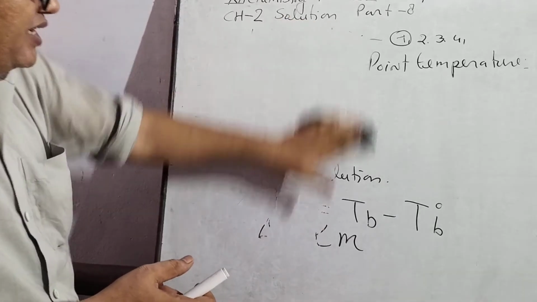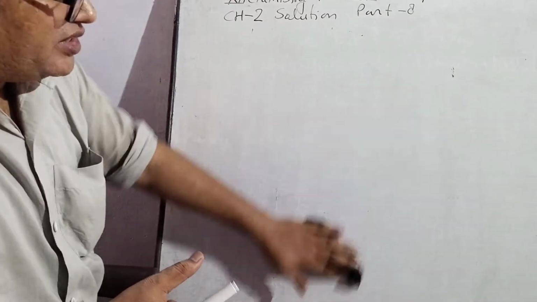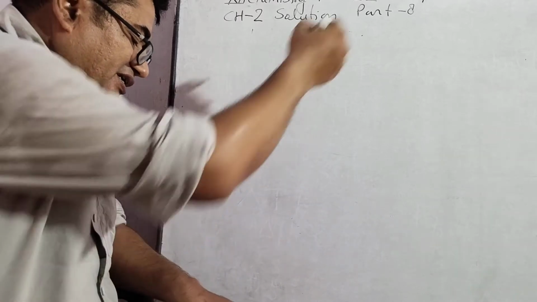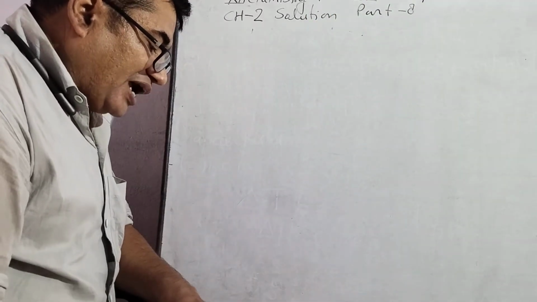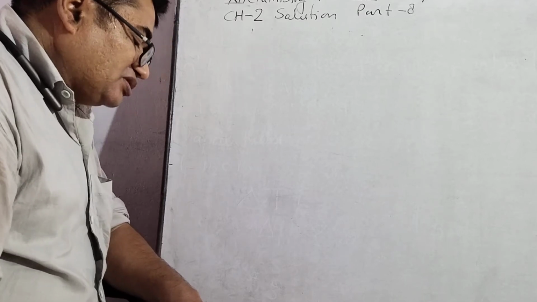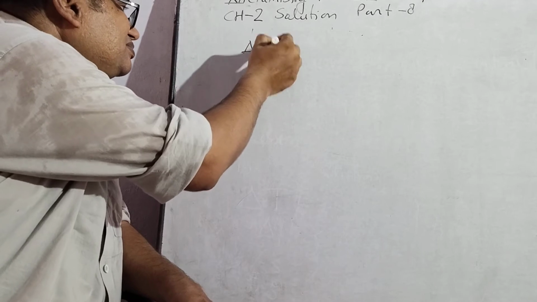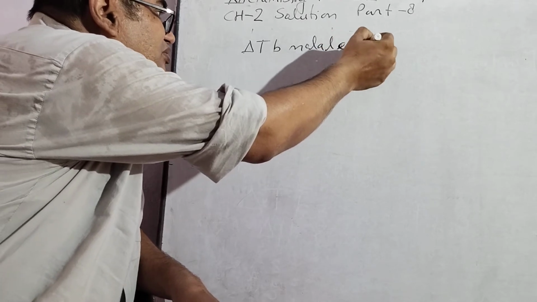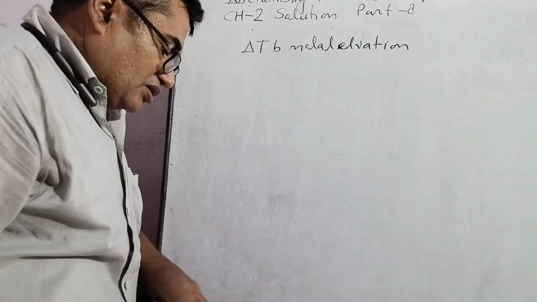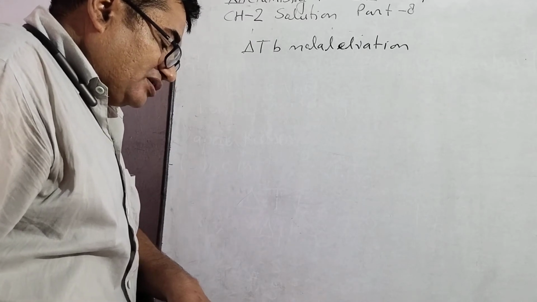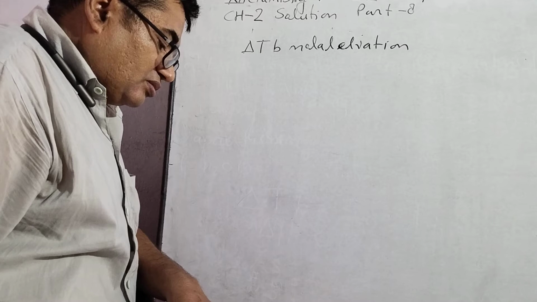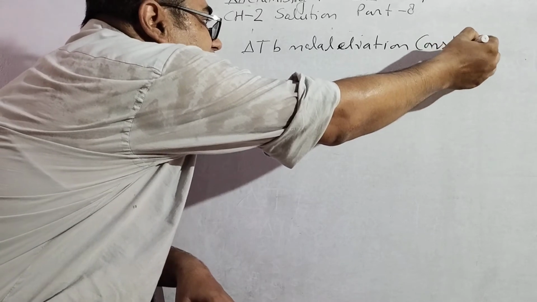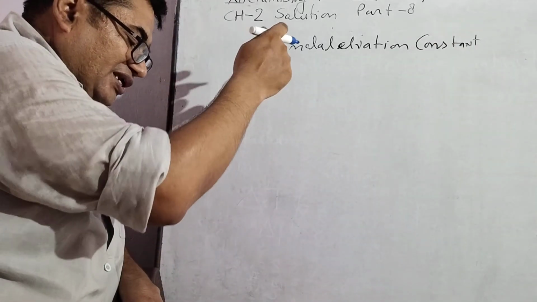Now first of all, rough work, and then I want to derive this equation. This is very important. So simply we can say that elevation in boiling point, molar elevation constant, delta TB, molar elevation constant. How do we understand the molar elevation constant?